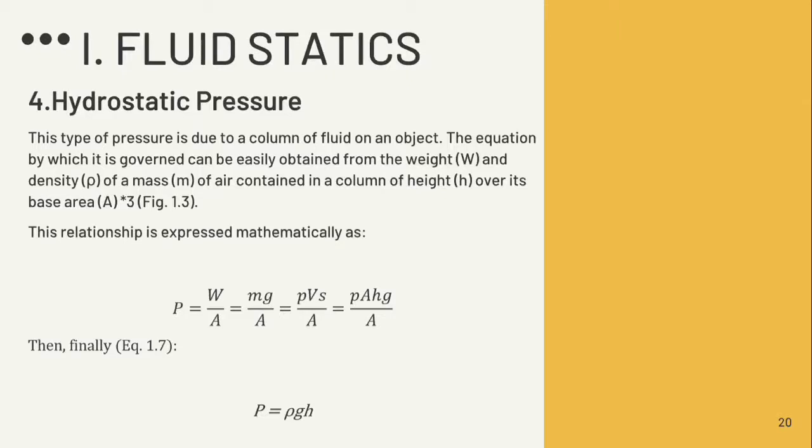The equation by which it's governed can be easily obtained from the weight and density of a mass of air contained in a column of height h over its base area. This relationship is expressed mathematically as the equation below. Then finally, P equals ρgh.